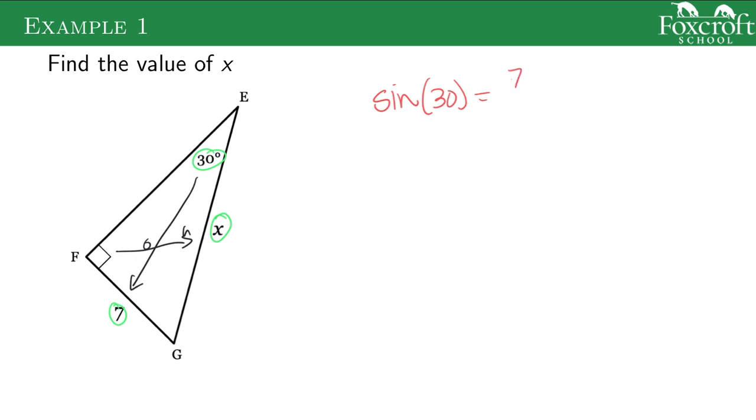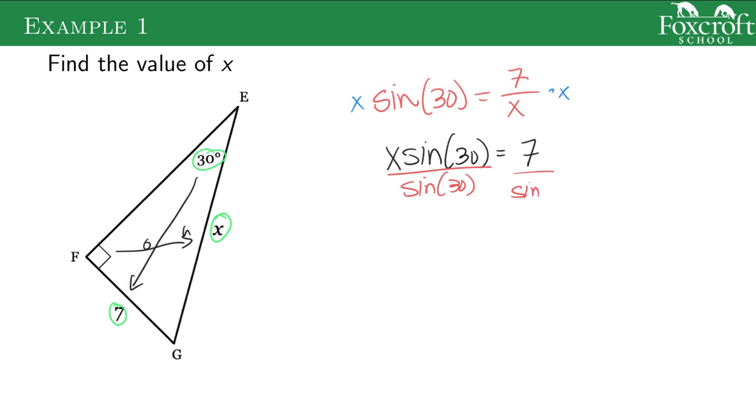So the opposite is 7. The hypotenuse is x. I want to figure out what x is, so I need to solve for x. Right now I've got to get x off the denominator, so I'm going to multiply both sides by x. And I want to get x completely by itself, so I get rid of the sine of 30. And so x is 7 divided by sine of 30.